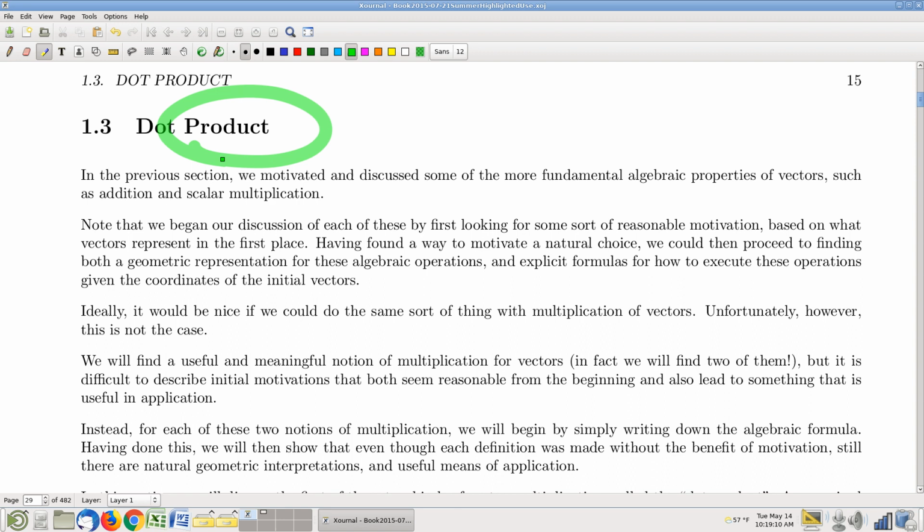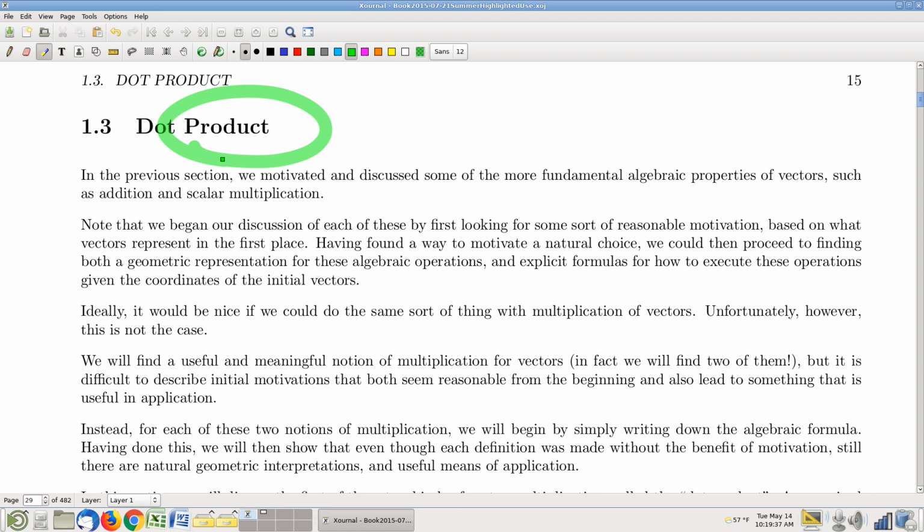When it came to vector addition, I motivated vector addition in advance. We looked at the physical interpretations of vectors, and from that we said, well, we feel like vector addition ought to be that which accomplishes the following thing physically. So the motivation preceded the definition, and that's kind of beautiful when you can do that. Sadly, that's not the case here.